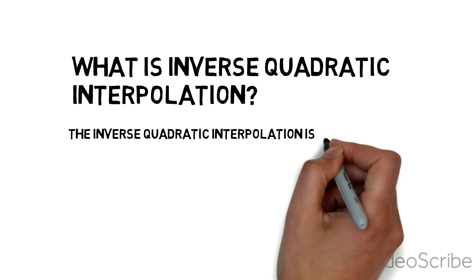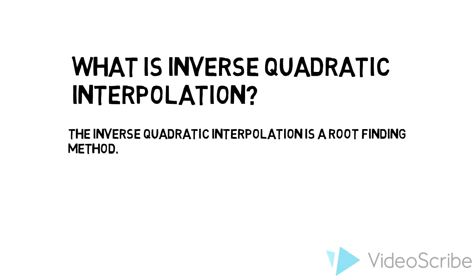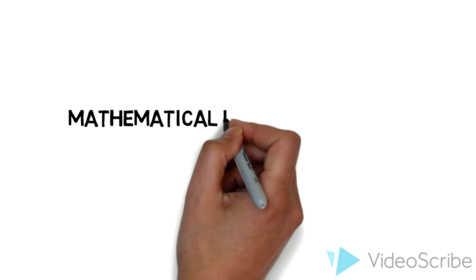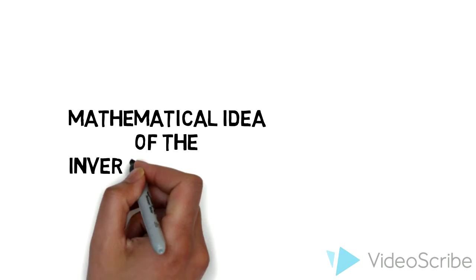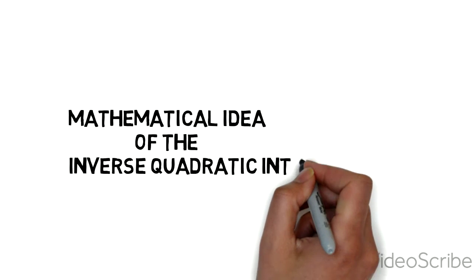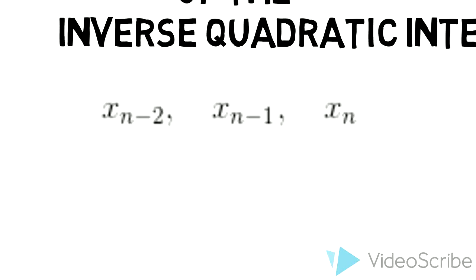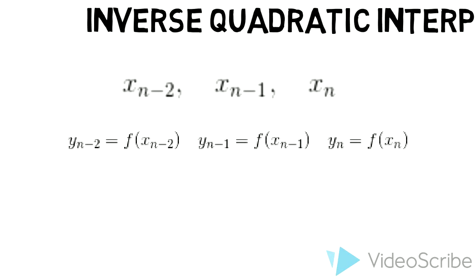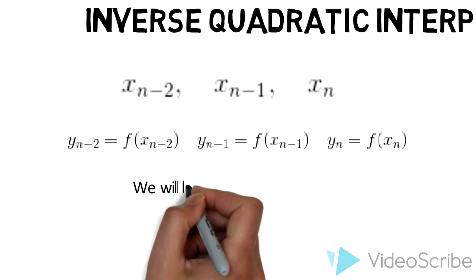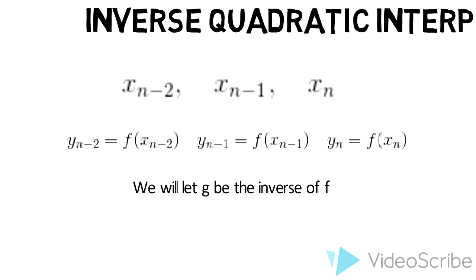Inverse quadratic interpolation is a root-finding method that we can interpret to be a resulting method of the secant method. So let's have a look at the numerical derivation of the inverse quadratic interpolation. We have these 3 points, which are our initial values. Respectively, we will get the following result, where f is a function, and we will let g be an inverse of f.